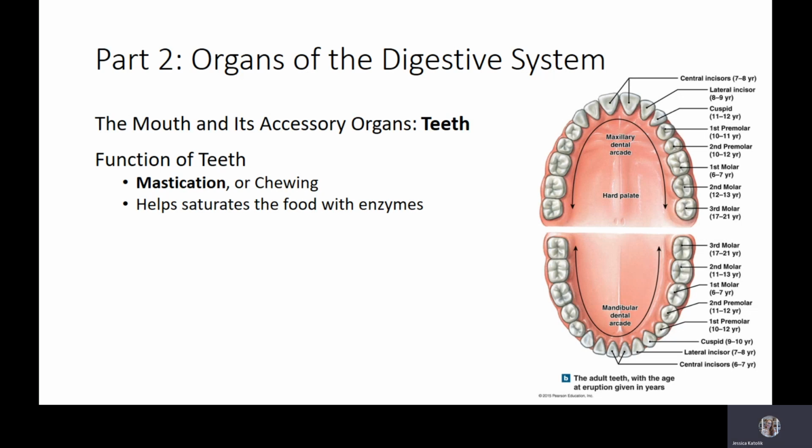And it also helps saturate the food with enzymes. So what happens is when we chew food, it will actually break the food into smaller pieces, and as a result, increase its surface area. Because of this increase in surface area, the digestive enzymes have more to work with and will be able to digest the food a lot better. So that is why we're going to chew our food.